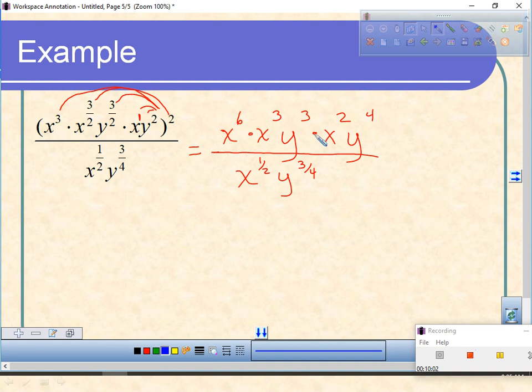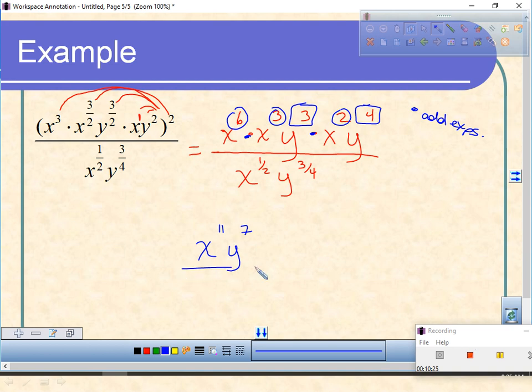In the numerator, y'all see that multiplication sign right there, and whenever you multiply, you're going to make sure you add your exponents. So watch what I'm going to get. So all the x's, you see the 6, the 3, and the 2. So 6 plus 3 is 9, 9 plus 2 is 11. And then the y, I've got a 3 and a 4. Add that together, you get 7. And then we're going to put that over x to the 1/2 and y to the 3/4.